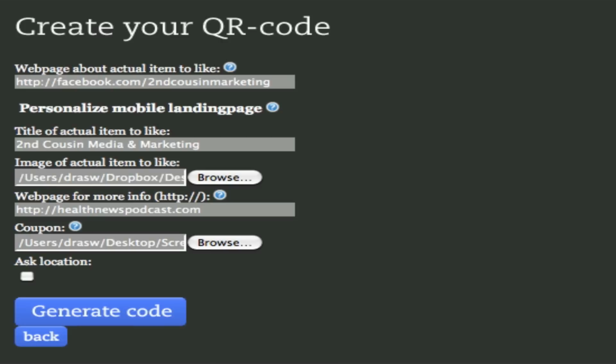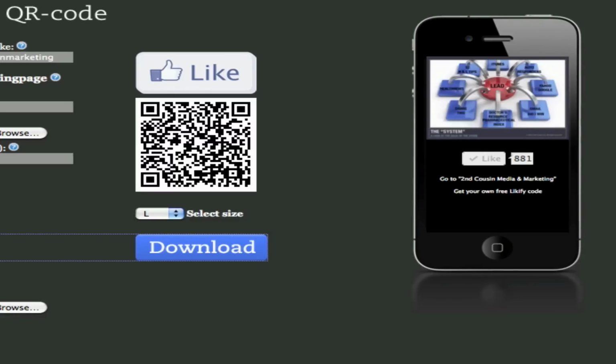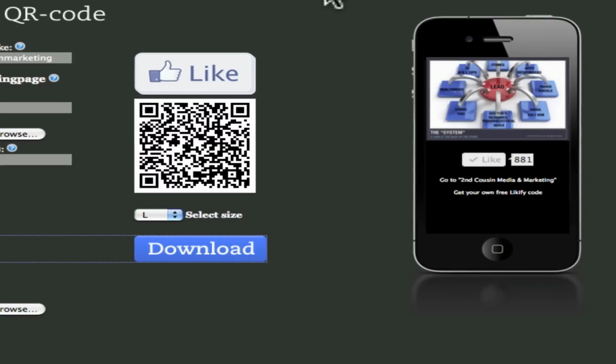It's truly amazing. When you're done, you're going to simply go ahead and generate the code. Once you generate the code, you're going to see exactly what it looks like. You can see there's the like button and the scanner code they'll do with their phone. You have a choice of what size to blow it up to, but look what they see on their phone.